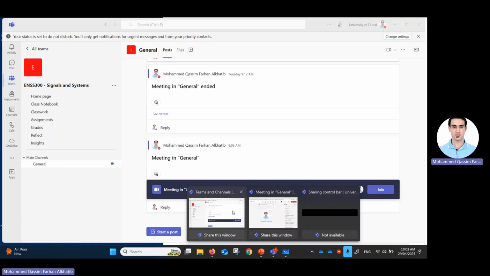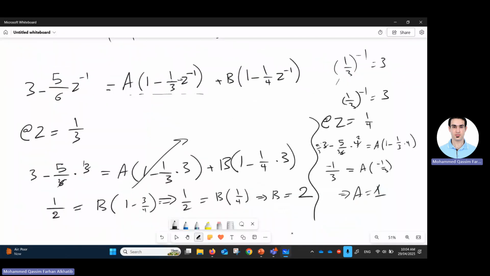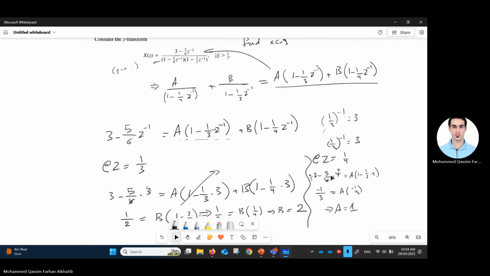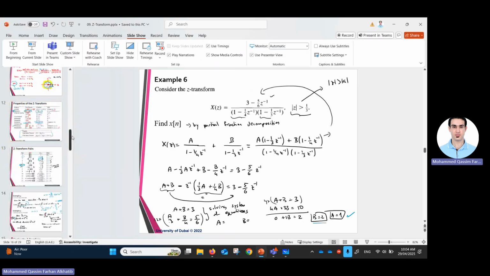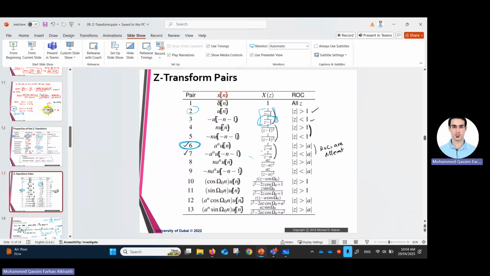All right. So once we have these values of A and B, we can substitute them back into the original expression. So here I have 1 over 1 minus 1/4 z to the negative 1, plus 2 over 1 minus 1/3 z to the negative 1. Now, if you go back to our tables, you probably will not find these expressions. There is no z to the negative 1. So what will be the way to solve it? You multiply numerator and denominator by z.